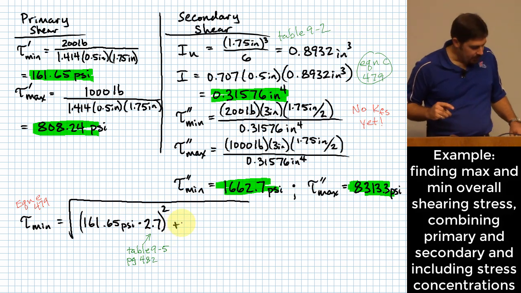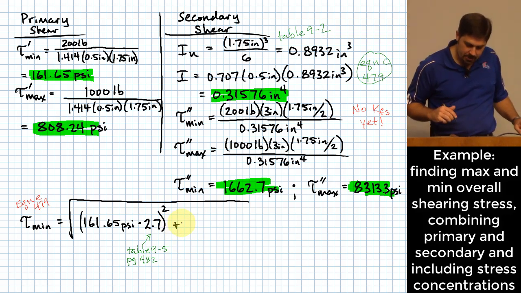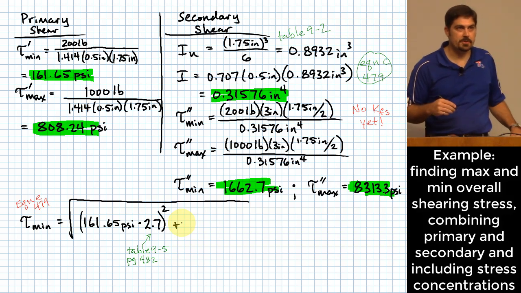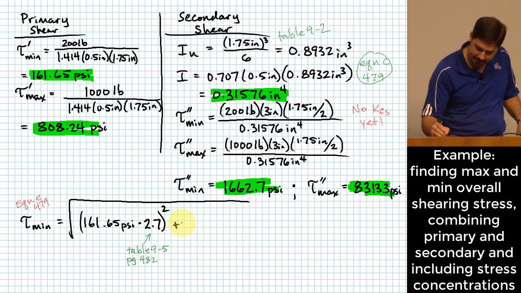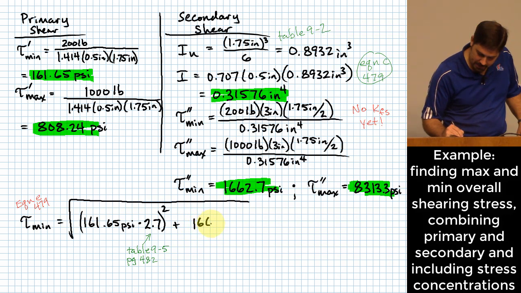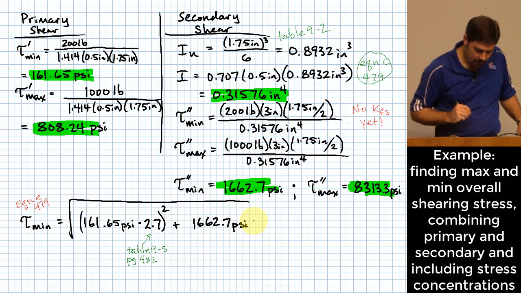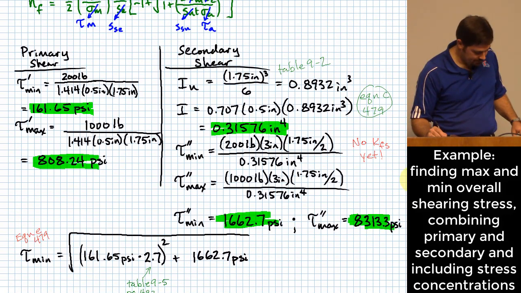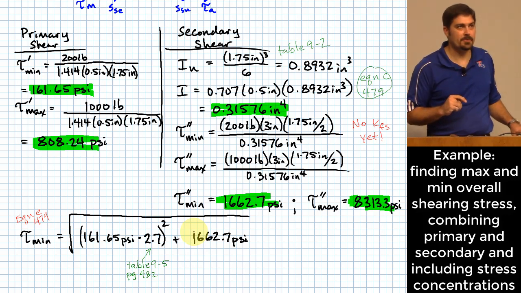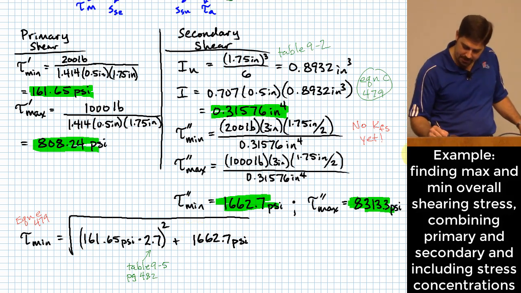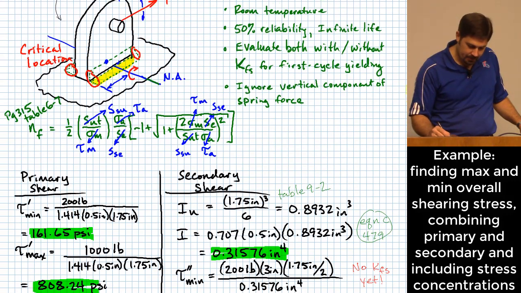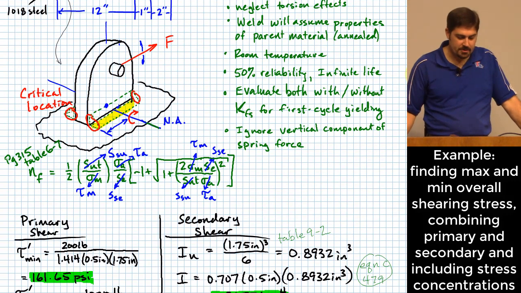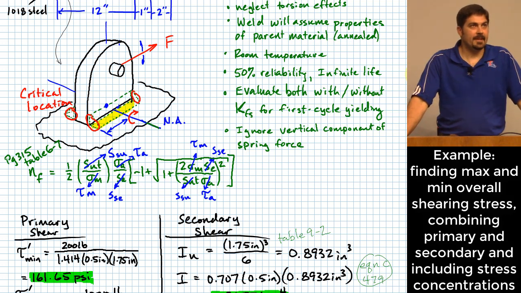And then to this, I'm going to add the secondary shearing stress for minimum spring stretch. I don't know why that's so hard for me to say. 1662.7 psi. Now this one's a little more tricky. Which of these descriptions of types of welds do you feel would be most similar to the type of situation we have shown up here? This one's a little trickier.